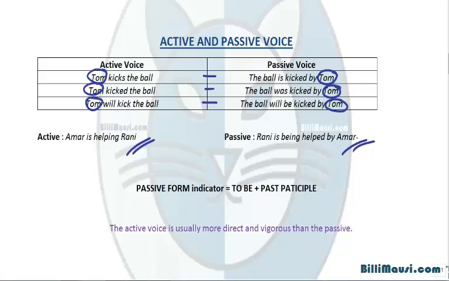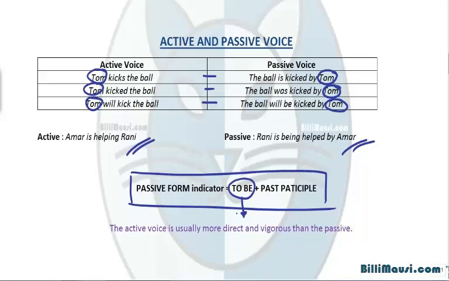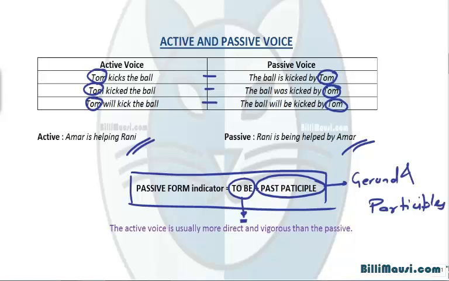What are the passive form indicators? Passive form is indicated by the to be form of the verb. Hope you know the to be forms of the verb: is, was, am, were, and the past participle. If you do not know past participle, you can go through the video on gerunds and participles. Hence, in general usage, the active voice is usually more direct and vigorous than passive, and it is more recommended.